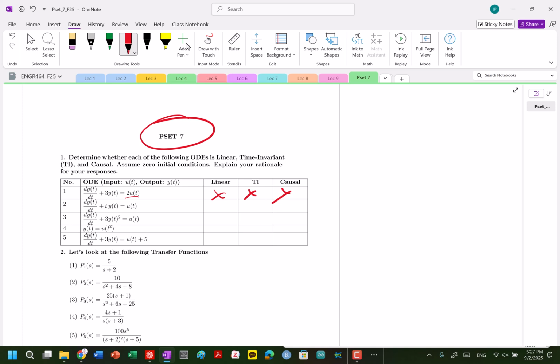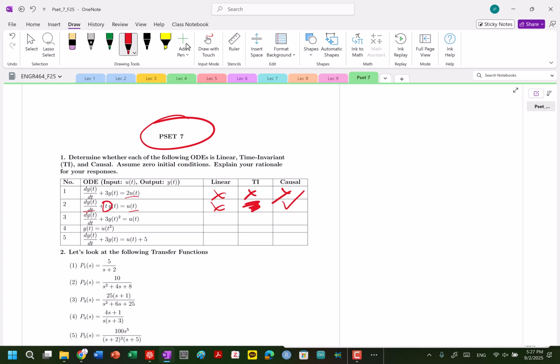Next system, linear. Looks good. Are we time invariant? Uh-oh. Nope. Because it's dependent right here. So are we causal? Yep. This order is basically right here. We're higher order for our output over the input. So we are causal. Let's look at the next system here.